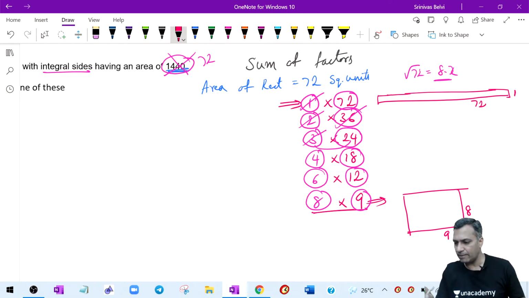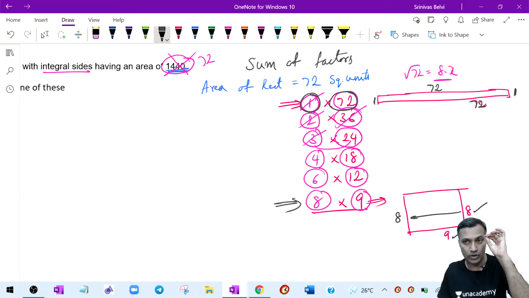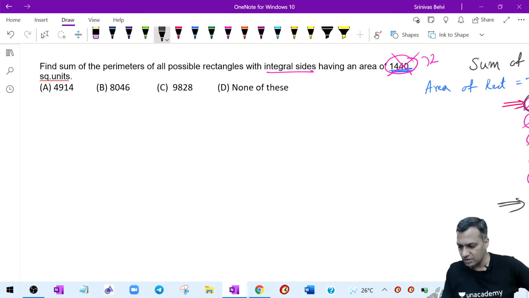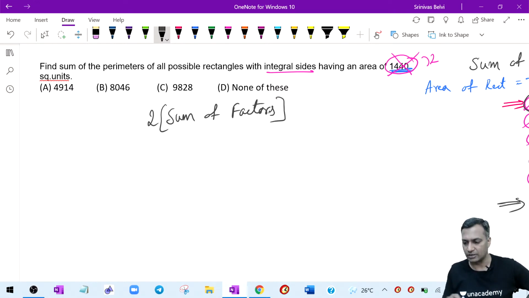Because in the perimeter, if I'm writing 1 and 72, 1 is coming here and 72 is coming here, but there is a 1 on the other side of the dimension as well, and there is a 72 here as well. Similarly, if you take 8 versus 9, there is an 8 as a factor and a 9 as a factor, but I need to duplicate 8 on the other side as well, because I'm talking about perimeter, and 9 I need to duplicate here as well. Having read this question, you realize it is about 2 times the sum of the factors, nothing but the perimeter of all possible rectangles.